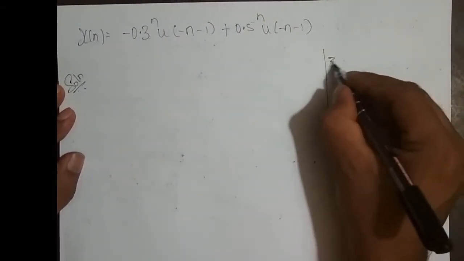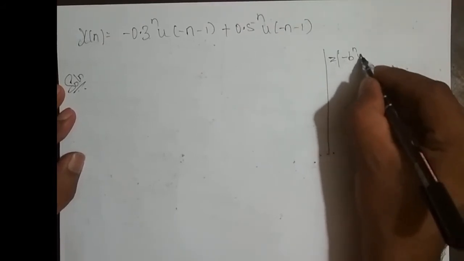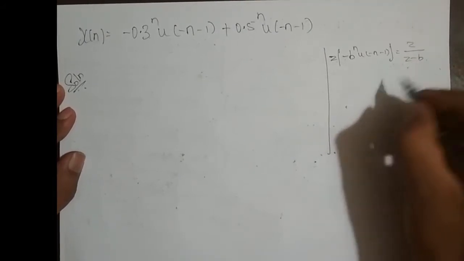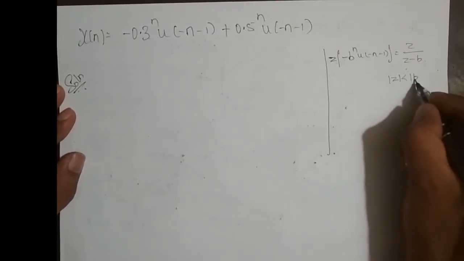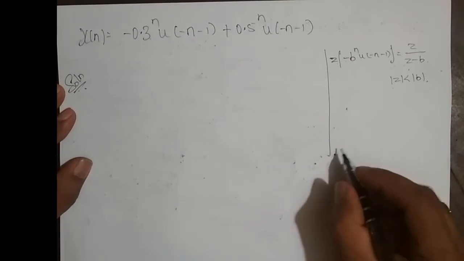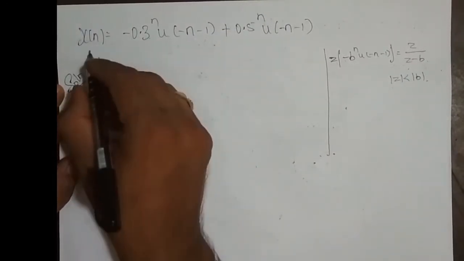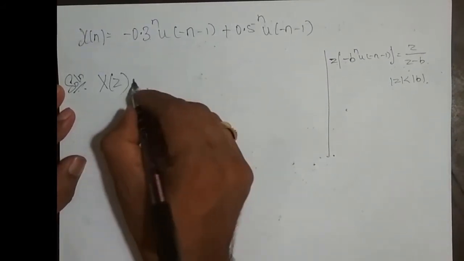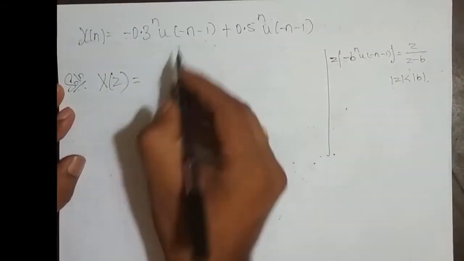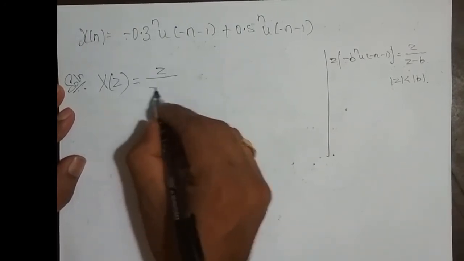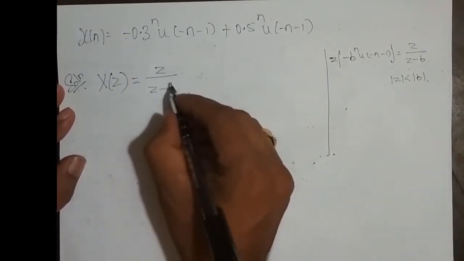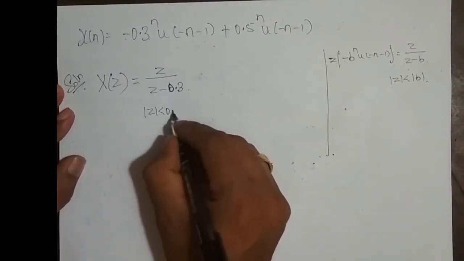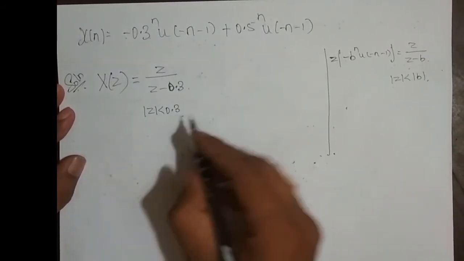So if you remember, what is the z transform of minus b power n u of minus n minus 1? It is z divided by z minus b, right? What is its ROC? It's magnitude of z less than magnitude of b. It's inside the circle with radius b, right? So we'll apply this result here. If I take the z transform on both sides, what is the z transform of x of n? It is capital X of z, and for minus b power n u of minus n minus 1, it is nothing but z divided by z minus b. Here b is 0.3, right? And its ROC is magnitude of z less than 0.3. It's inside the circle with radius 0.3.